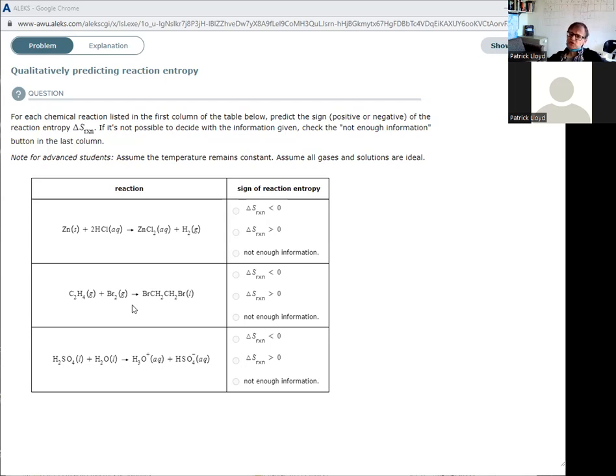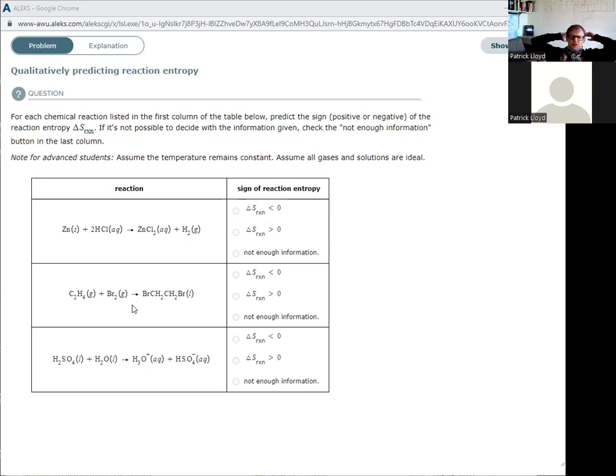So solutions in general have more entropy than pure substances. So zinc probably doesn't have that much entropy. Hydrochloric acid in water probably has quite a bit more, okay? You've got H plus, you've got Cl minus, so you've got two different types of particles, you've got water, it's all mixed in, that's a lot of entropy. Maybe not as much entropy as gases, though. Gases have a lot of entropy.